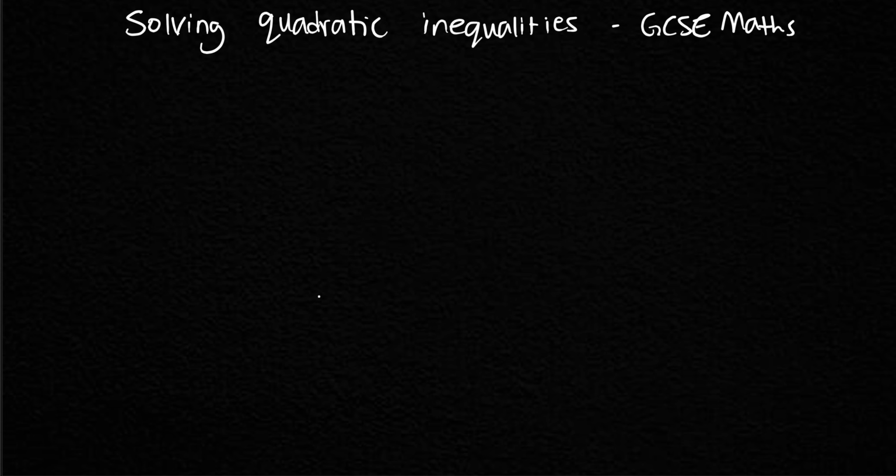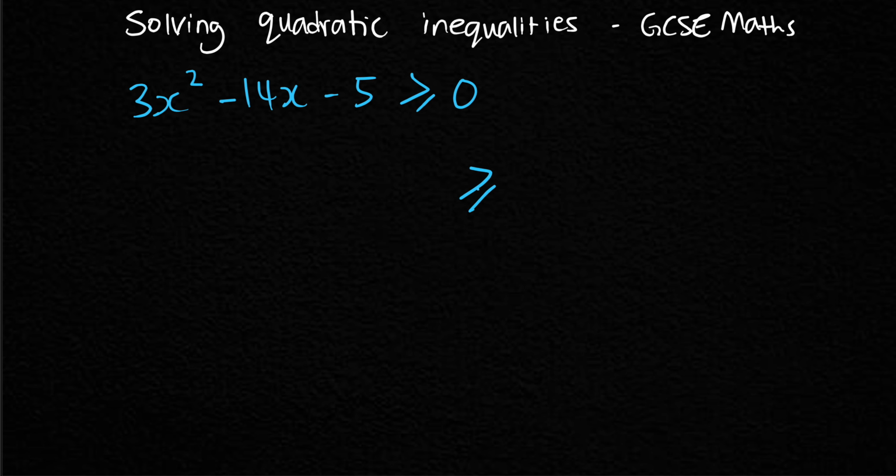Okay, let's take a look at how you can solve quadratic inequalities. For example, you could have 3x squared minus 14x minus 5 is greater than or equal to 0. Remember, this symbol means greater than or equal. This just means greater than. So this does not include 0, but this does include 0.